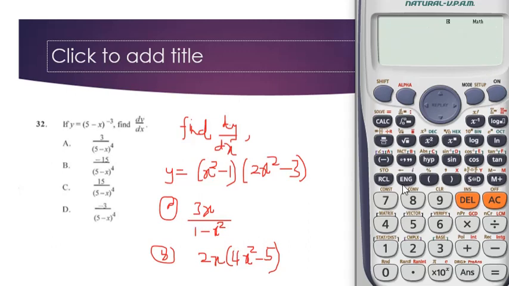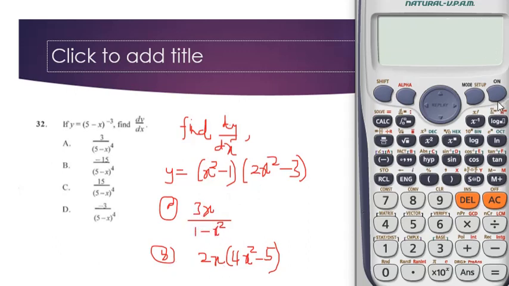So let's start from A. For A we have 3x divided by 1 minus x squared. In order to check, just substitute the x value. Click on this, and we use 2 as our x value. From here we have negative 2. It means that A is not the correct answer, so when you differentiate this product, you won't arrive at this answer.